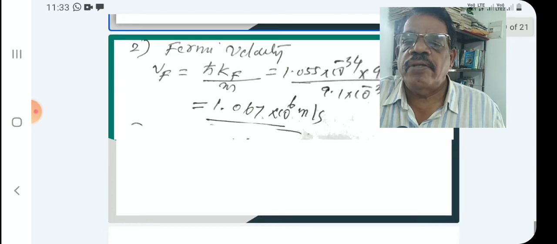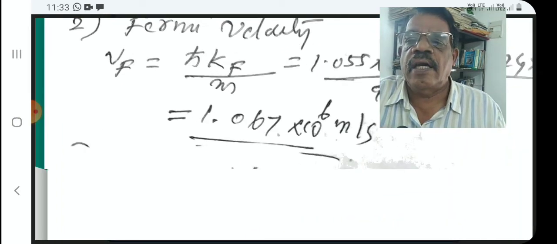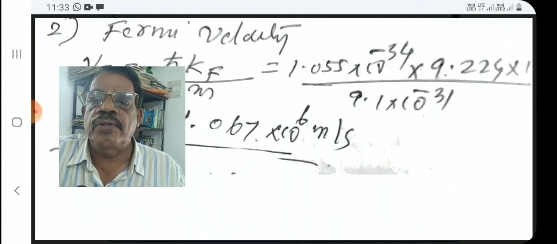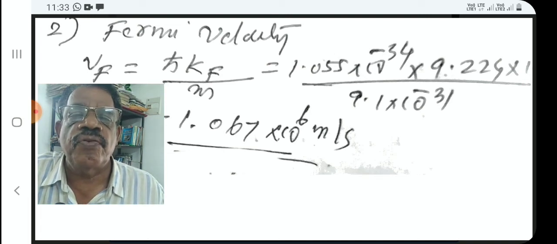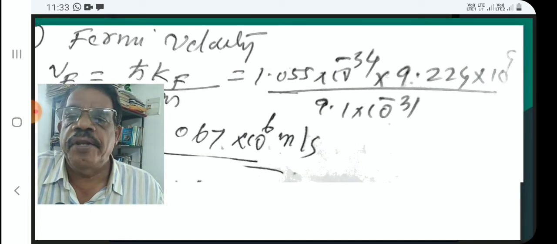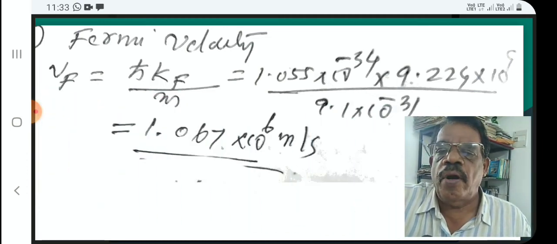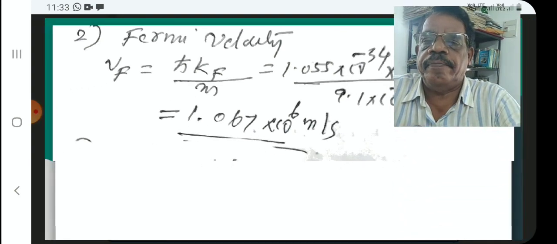Then Fermi velocity vF is h cut kF by m, that is 1.055 into 10 raised to minus 34 into 9.224 into 10 raised to 9 by 9.1 into 10 raised to minus 31, which is 1.067 into 10 raised to 6 meter per second.